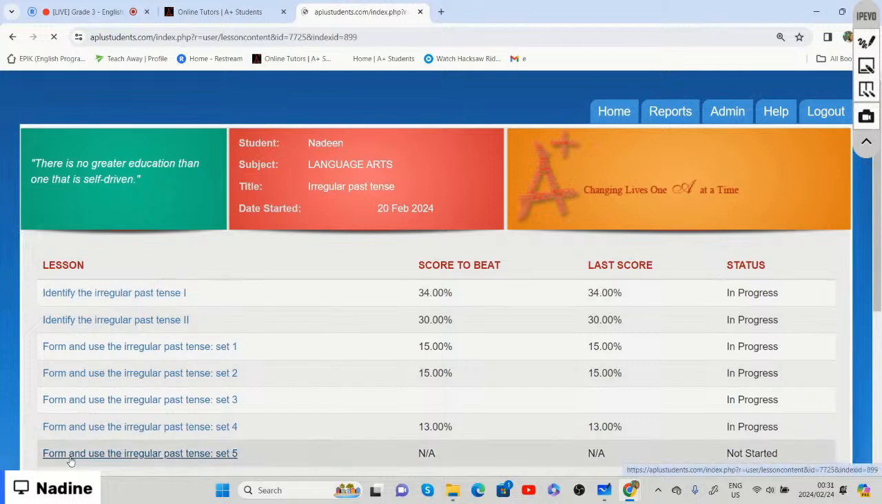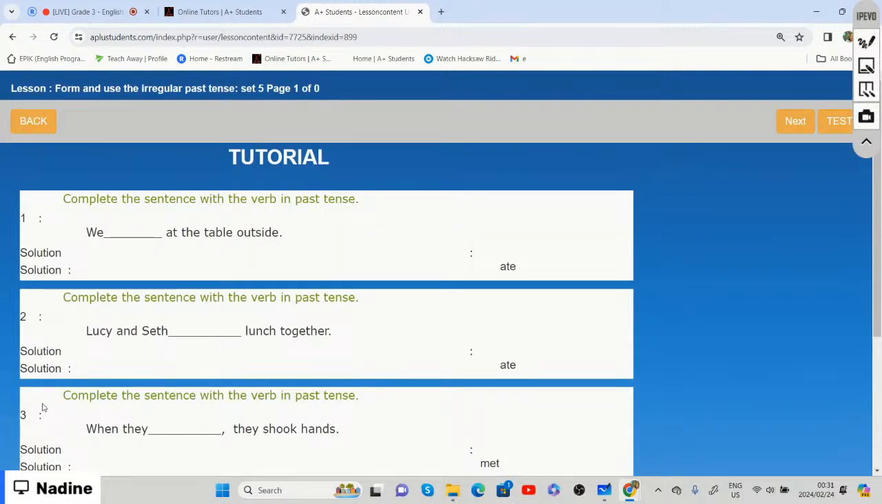All right, so now we're going to the next one, where we form and use irregular past tense. So we need to complete the sentence also with the irregular past tense. We at the table outside. Do we say we eat at the table outside? Or we ate at the table outside?